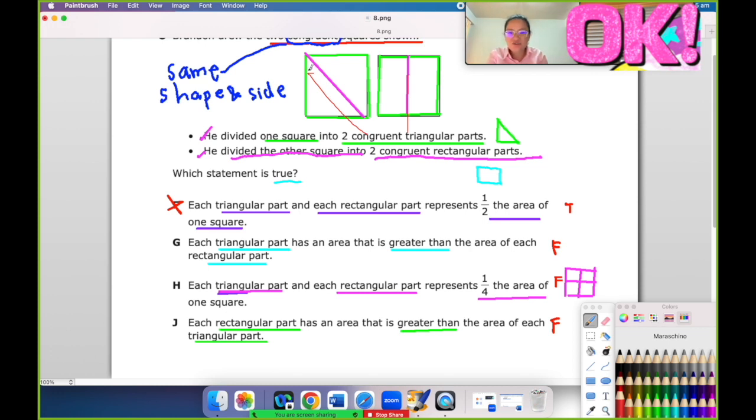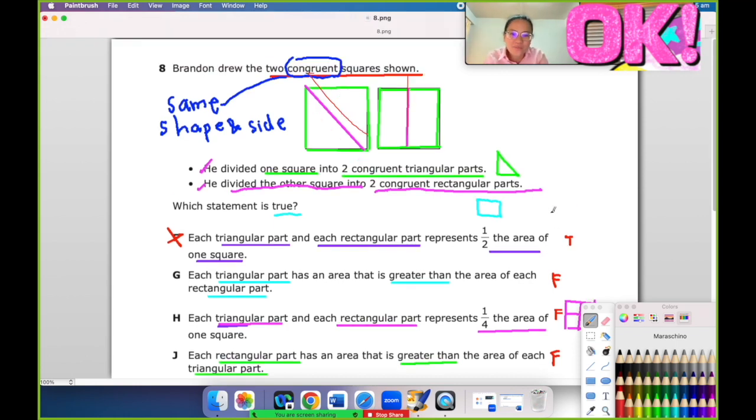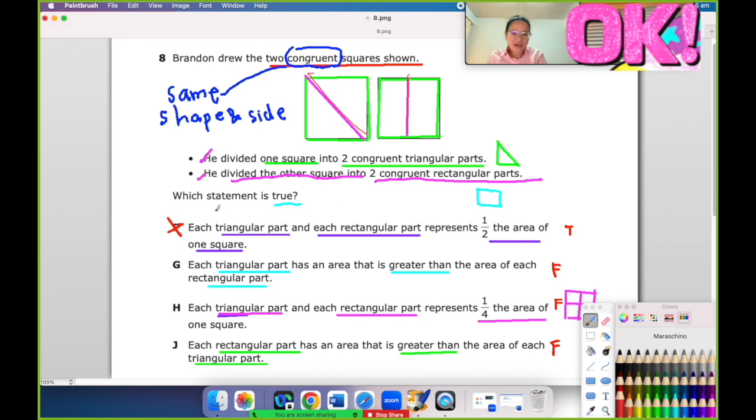Each triangular part, that means this one, and each rectangular part represent half of the area. This one is very good. This one is correct because here they say, come back to the question, that he divided one square into two congruent parts. And again, congruent means same shape and size, so that means they divided them equally. Yep, that's it, very good. Give yourself a clap, Grace.